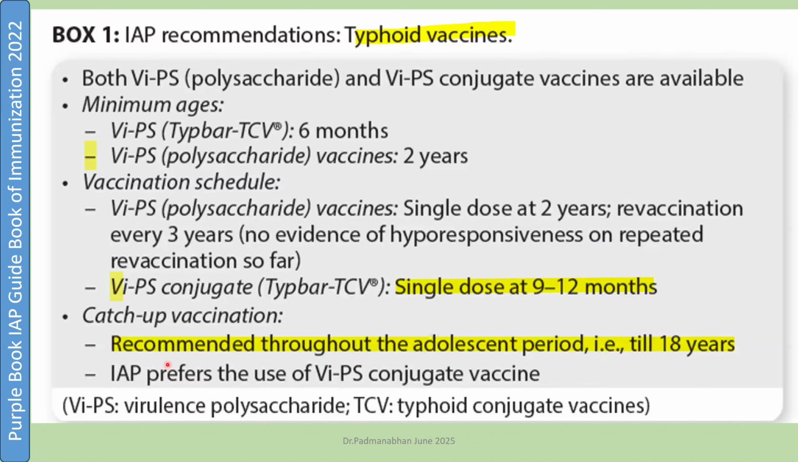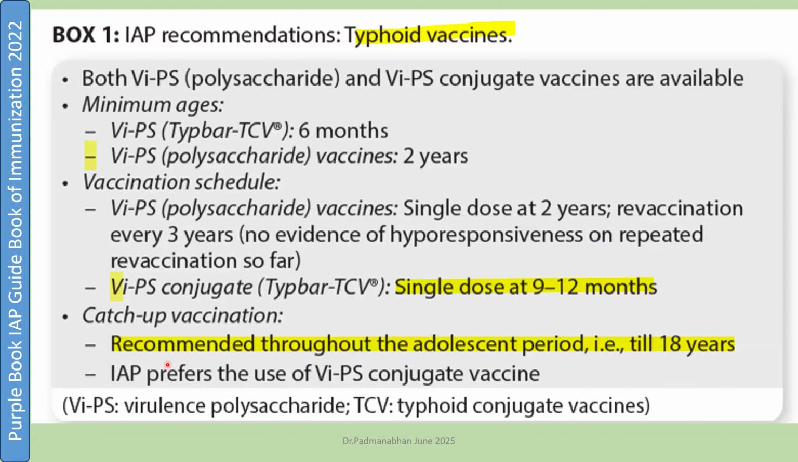IAP recommendation for typhoid vaccine. Both Vi-PS polysaccharide and Vi-PS conjugate vaccines are available. Minimal age: polysaccharide 6 months, whereas Vi-PS vaccine 2 years. Vaccination schedule: Vi-PS single dose at 2 years, revaccination every 3 years.